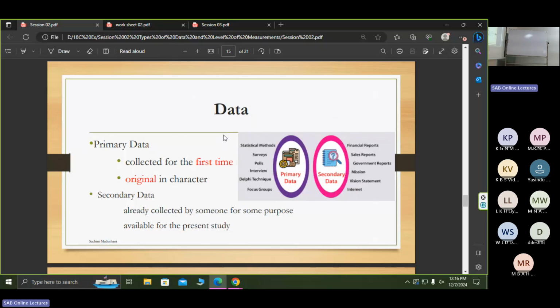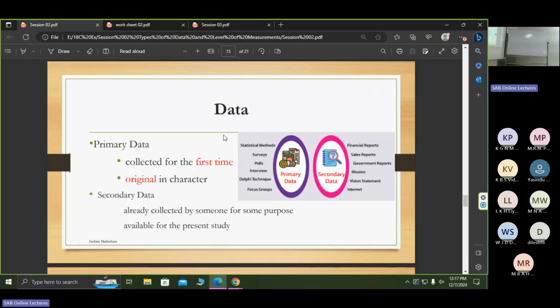Okay, then it means that based on our study, we should collect this data. Understood? We can use the interview method, we can use the questionnaire, and then we can conduct the observation to get the data. Understood?